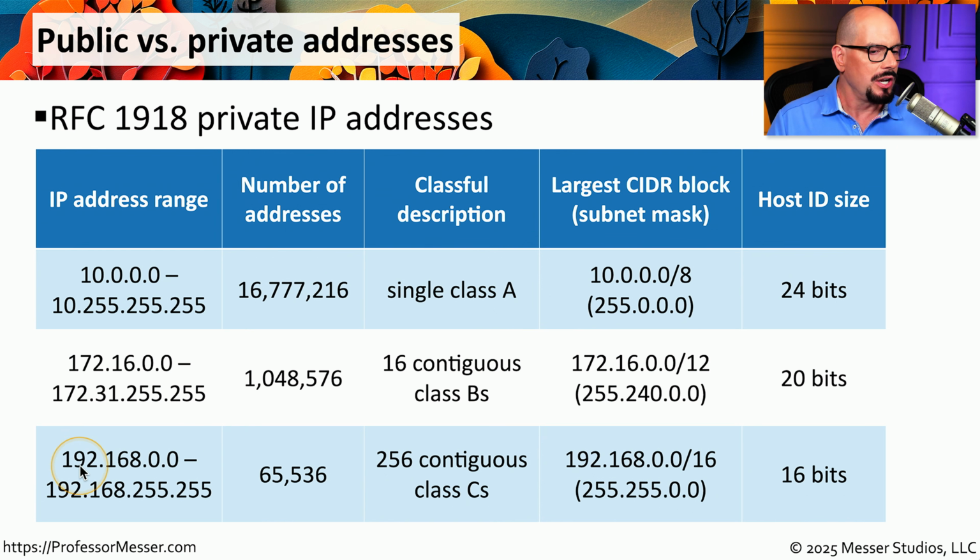last private range, 192.168.0.0 through 192.168.255.255. This provides a total number of just over 65,000 addresses, but for a network at home, that is plenty of IP addresses to be able to have a private network internally that you could then network address translate into a single address on the outside of your network.